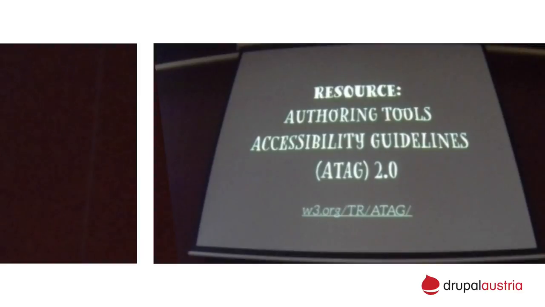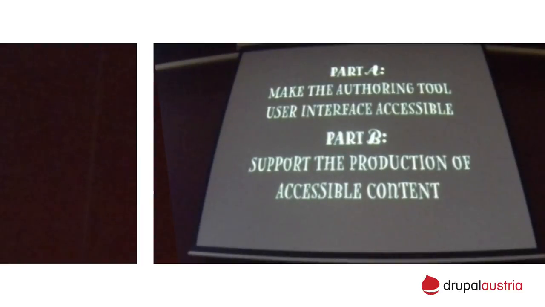How do I make sure that my web backend is accessible? There is a relatively new standard called the Authoring Tools Accessibility Guidelines, or ATAG 2.0, that came out a few weeks ago and is now ready and done. It consists of two parts, because it's always good to have more complexity, right? Part A is make the authoring tool user interface accessible so that people who have a disability can actually use your authoring tool. But there's a second part, and that's support the production of accessible content. I will come back to what this actually means.